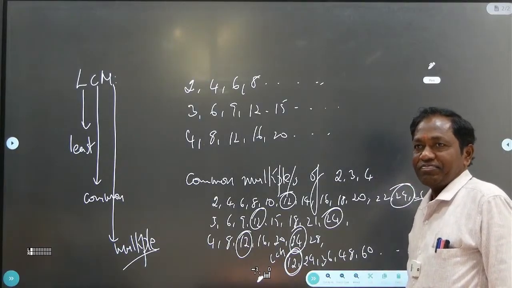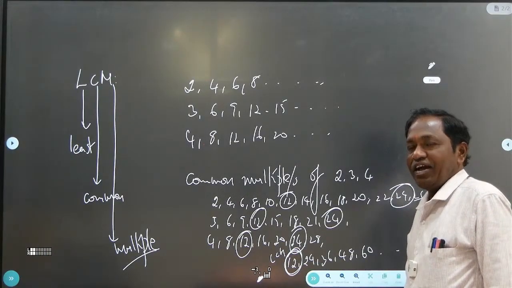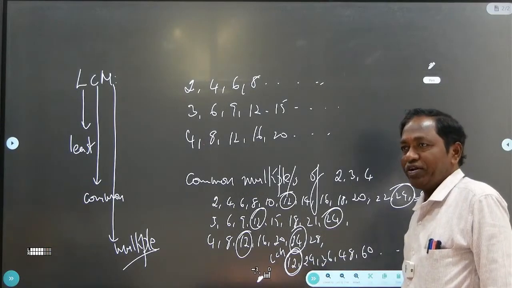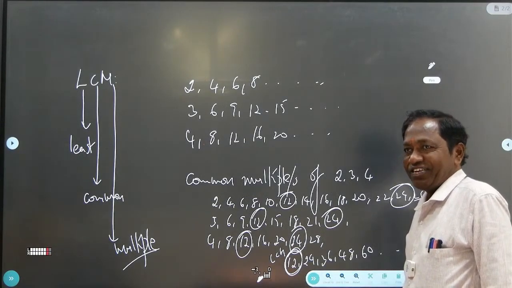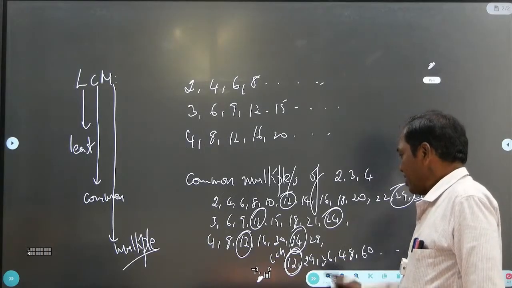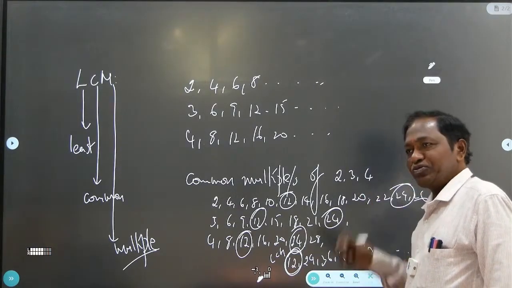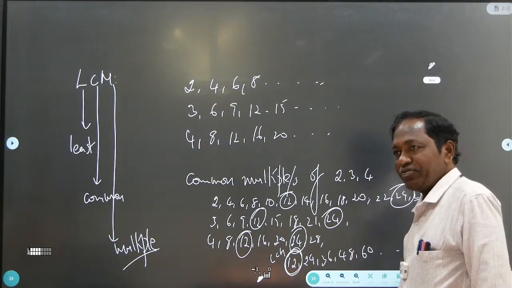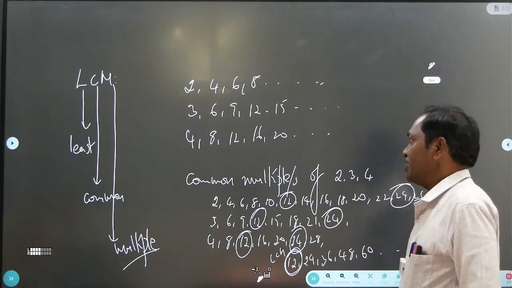12 is the LCM. Everywhere we need this. Of course, we did not learn it in detail at school level. So 12 is the least common multiple. The highest cannot be defined, because it goes on like that. Least can be known, but highest cannot be defined here.